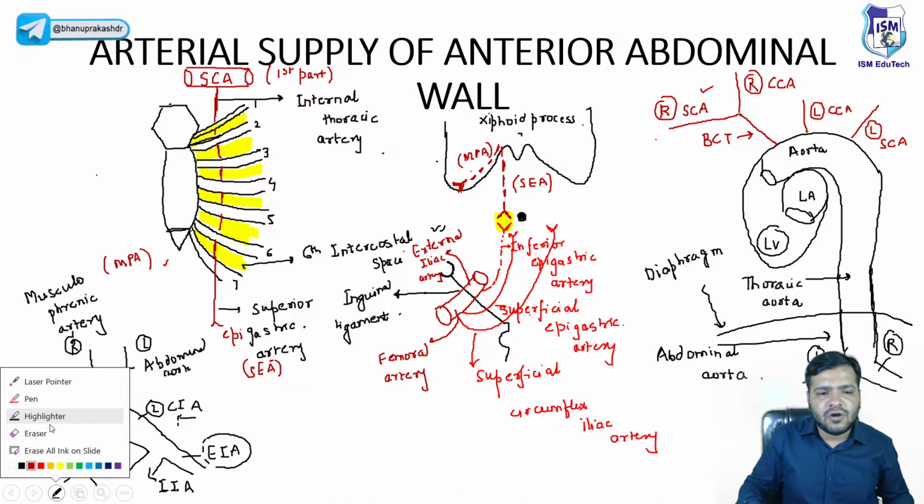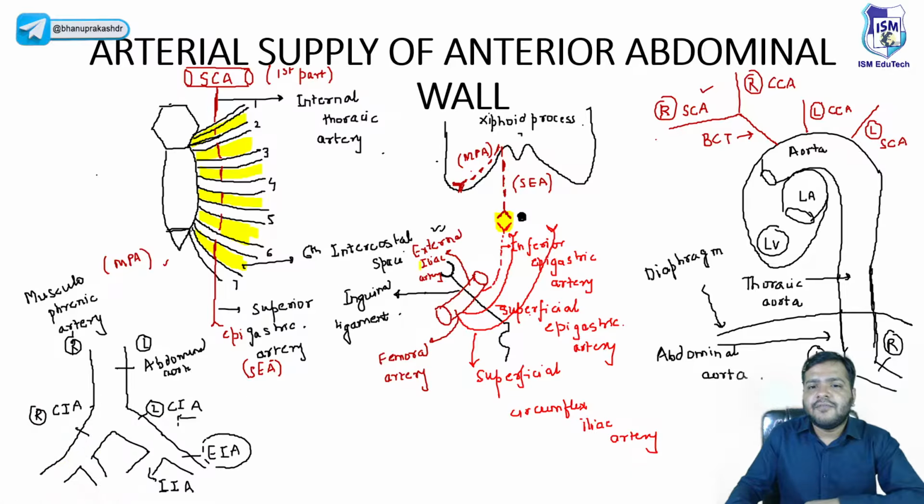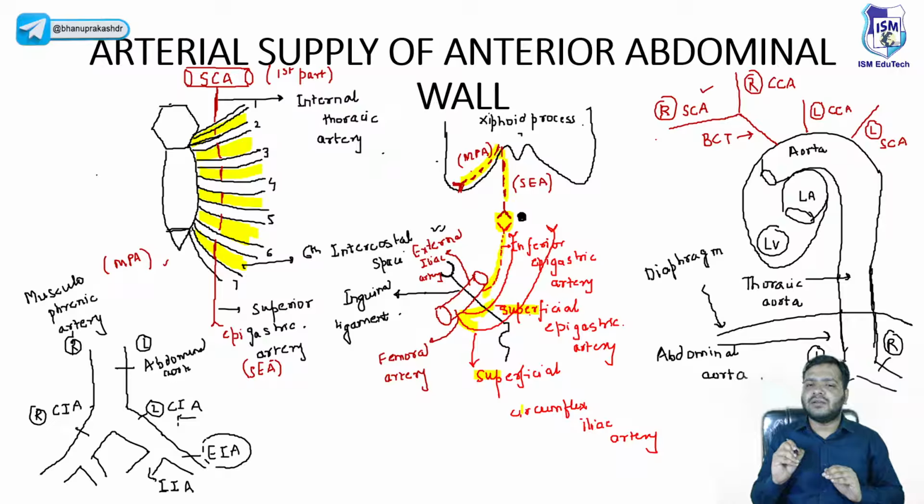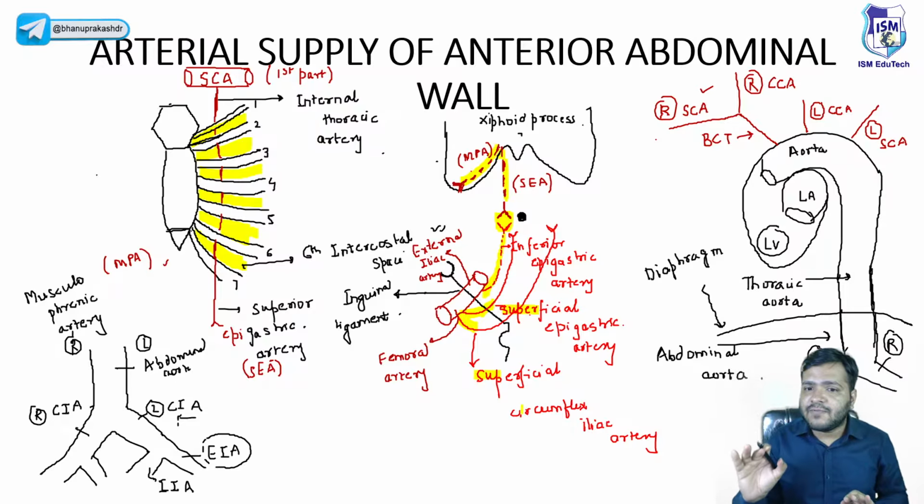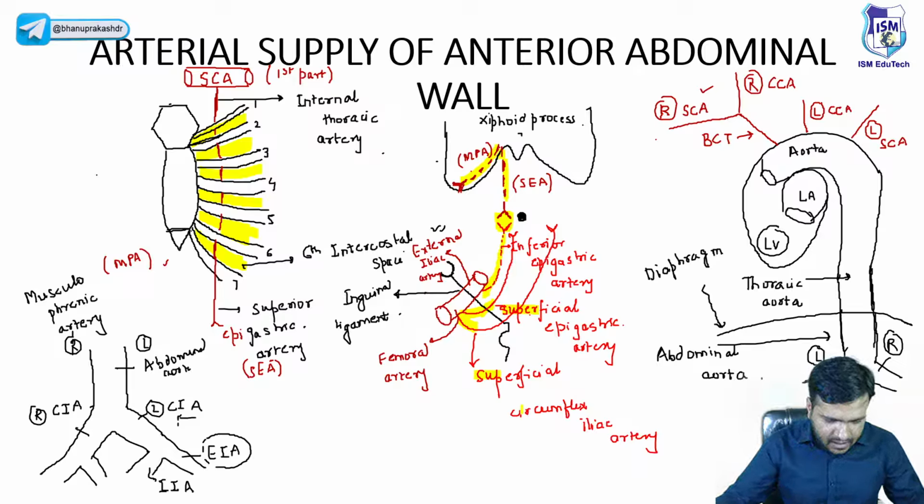remember guys, we have drawn the musculophrenic artery, the superior epigastric artery. We have a branch coming from the external iliac artery, that is the inferior epigastric artery. Then two branches coming from the femoral artery: one is the superficial epigastric artery, and the other is the superficial circumflex iliac artery. So in total I have drawn 5 branches supplying the anterior abdominal wall. Okay, is this much clear beta? Quickly give a thumbs up that this picture is clear as of now.